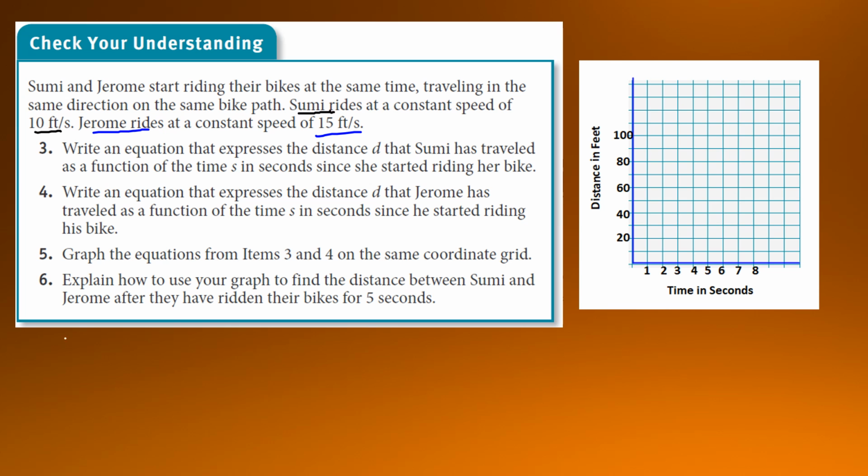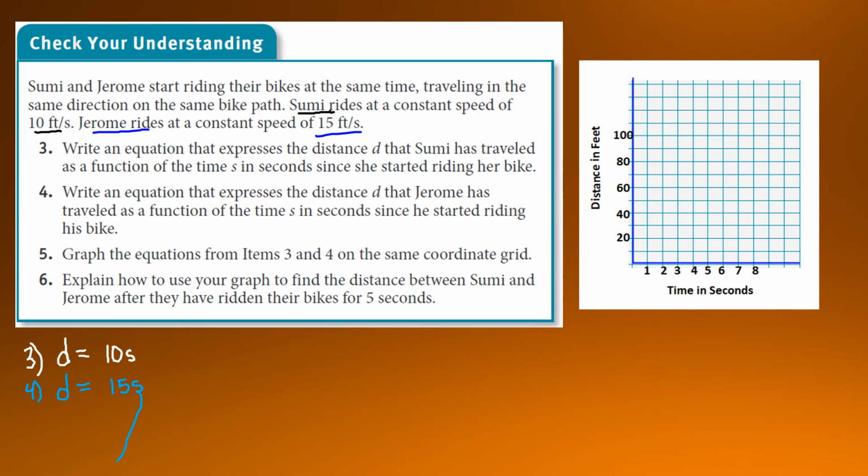So Sumi's distance, this is for number 3, her distance would be, Sumi was going 10, so 10 feet per second. And she just started at 0. They just started in the same place, so there's nothing to add there. It's just 10 feet per second. Then Jerome's, for number 4, Jerome's distance would be 15 feet per second. Oops, don't know what happened there. I'll just leave it with a little tail on it.